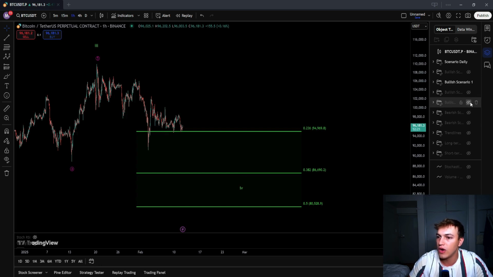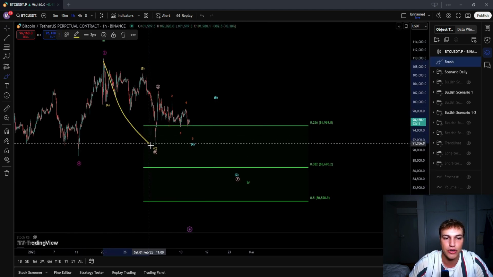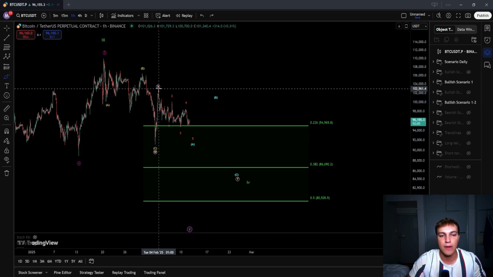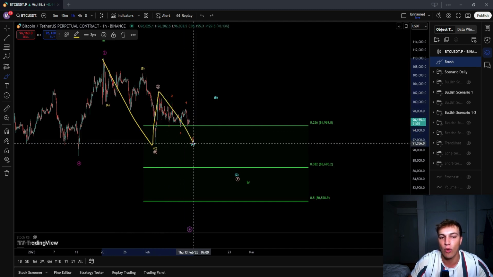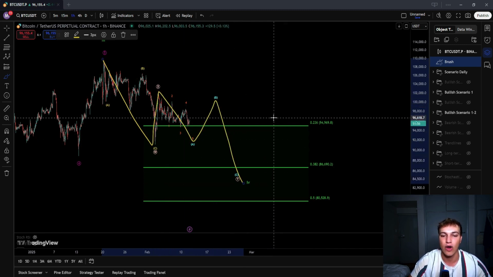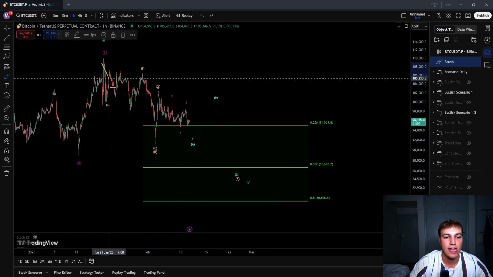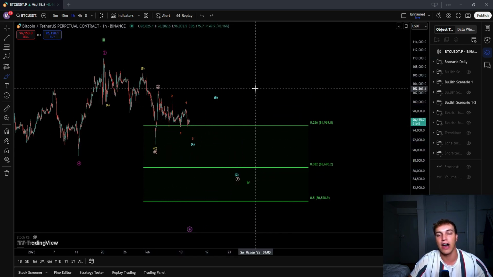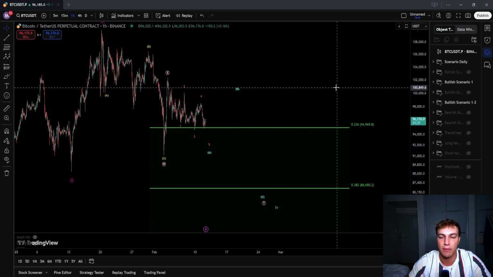Now, that being our main scenario, in our second scenario we have possibly, instead of this move being a WXY, this X possibly finished already, meaning that we have a W, a sharp X to the upside, and now are looking for that ABC in Y. Remember, we need the ABC in W, the ABC in X, and the ABC in Y. So WXY with an ABC in Y.